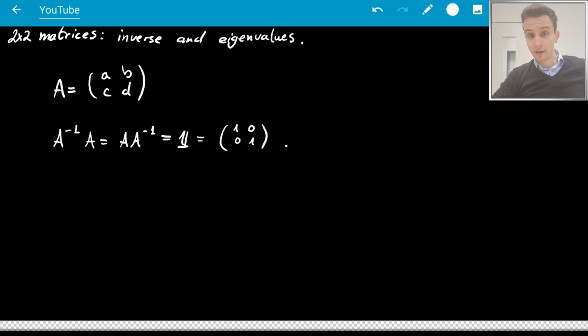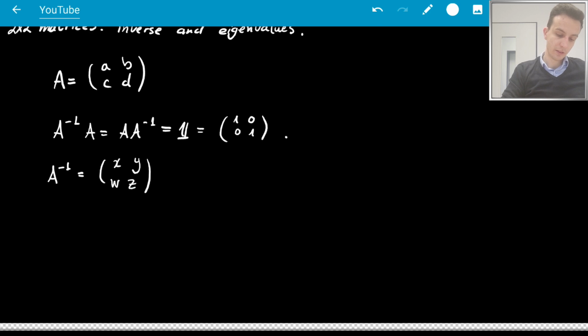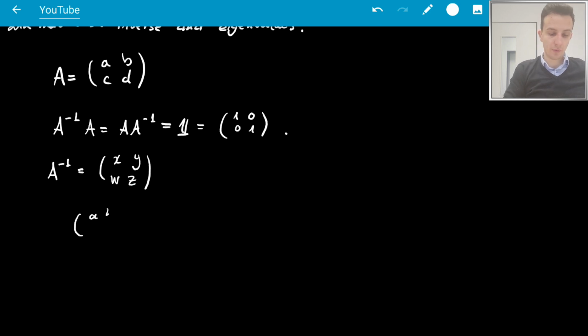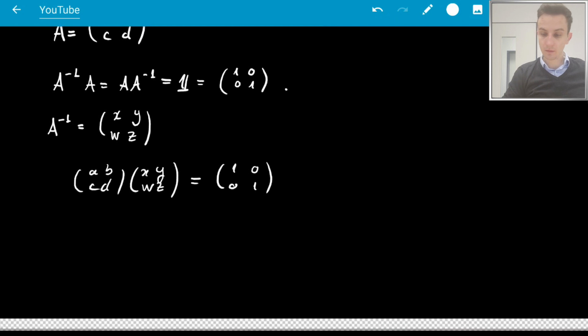So we're looking for A inverse. I could define the components of A inverse to be x, y, w, z. And now what we need is A, B, C, D times x, y, w, z, and we're solving for x, y, w, z. We need this to be 1, 0, 0, 1.